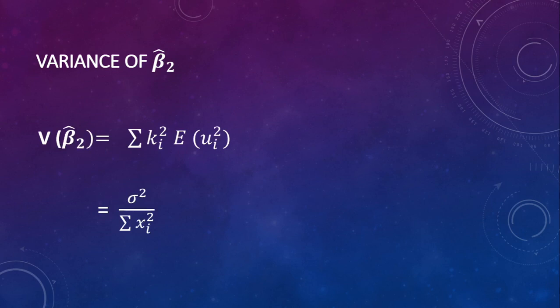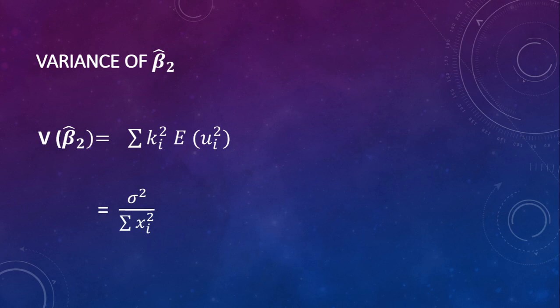So we know that expectation of ui square is equal to sigma square. That is also one of the assumptions of the classical linear regression model. All the random terms have equal variance. So variance is equal to sigma square. Variance is expressed as sigma square.